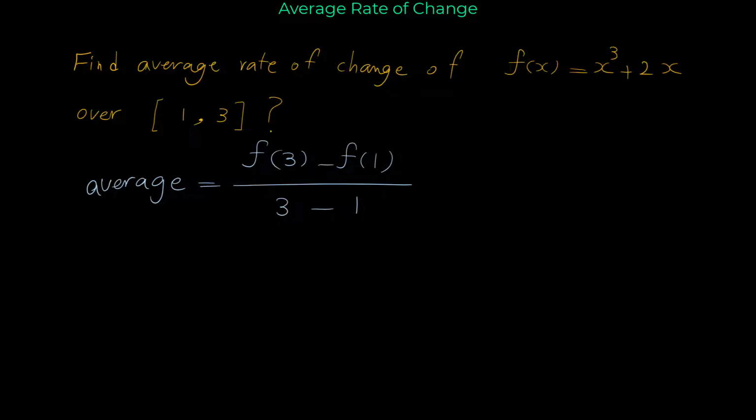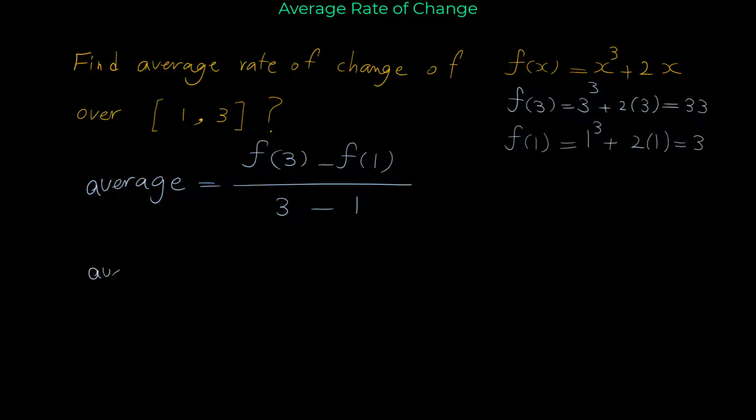Now let's see what is f of 3 and what is f of 1. F of 3 would be 3 to the power of 3 plus 2 times 3. 3 to the power of 3 is 27. 2 times 3 is 6. 27 plus 6 is 33. What is f of 1? Because we need f of 1 also. It would be 1 to the 3 plus 2 times 1, it equals 3.